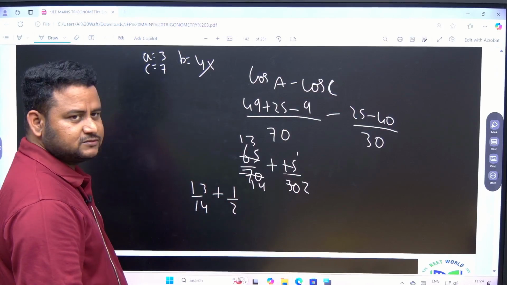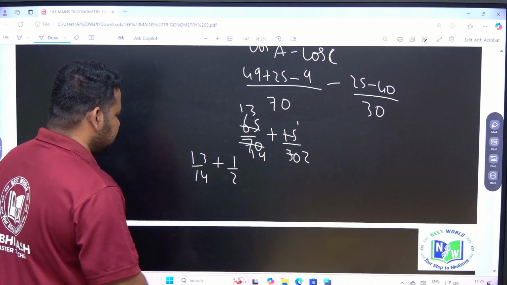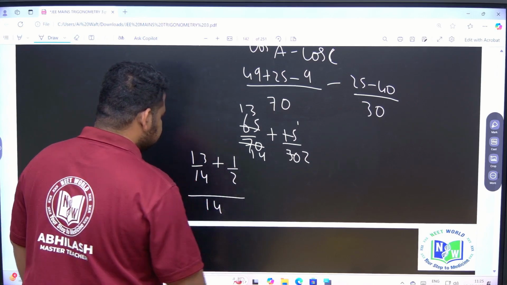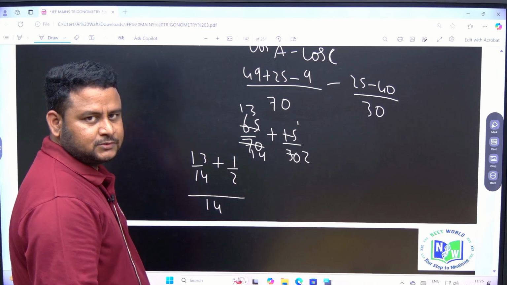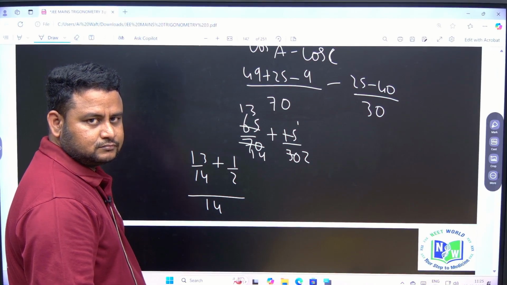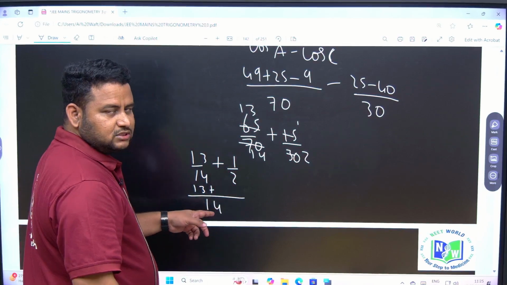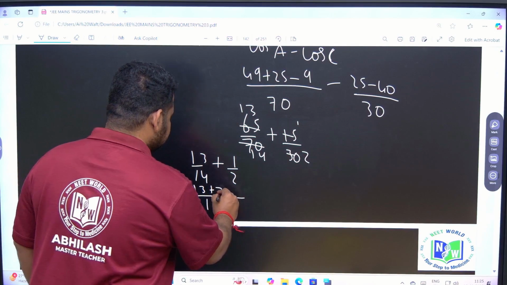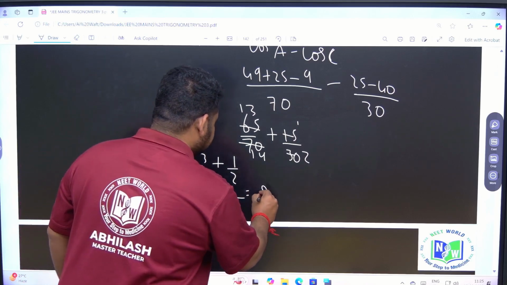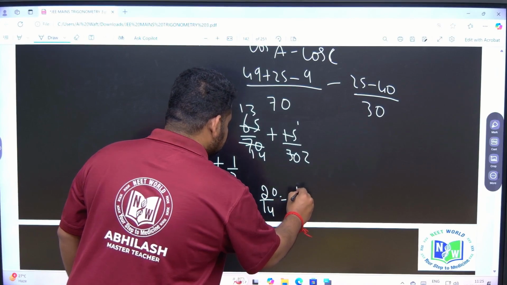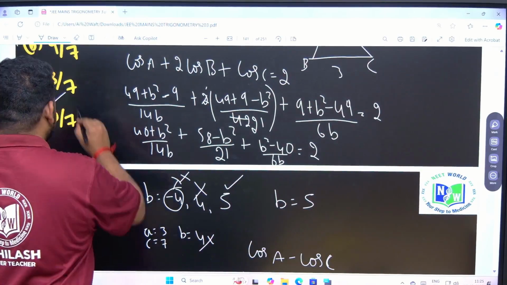Now you take the LCM of 14 and 2. The LCM is 14 itself. So this will be 13 here, and 2 sevens are 14, 7 into 1 is 7. So this will be 20 by 14, that is equal to 10 by 7. That is option D.